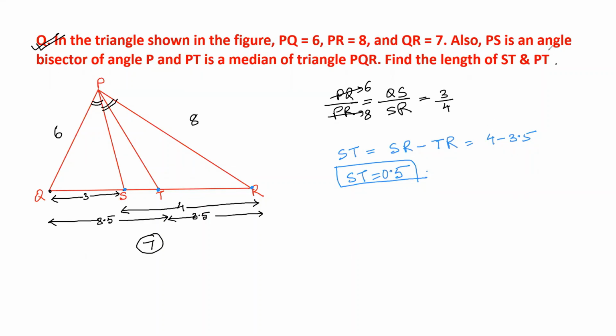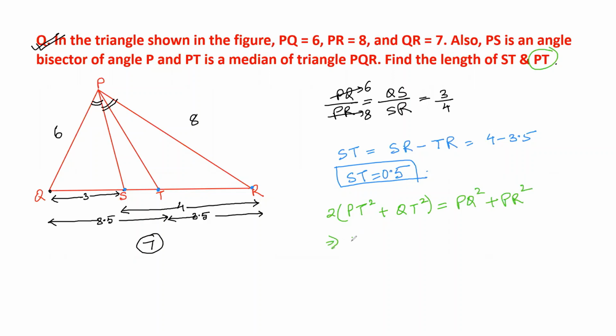Now, we need to find the length of PT, which is the length of the median for this triangle. And we know the length of the other sides of the triangle, PQ, QR, and PR. So we can directly use Apollonius theorem, from which we can find the length of PT. So using Apollonius theorem, we can write twice of PT square plus QT square would be equal to PQ square plus PR square.